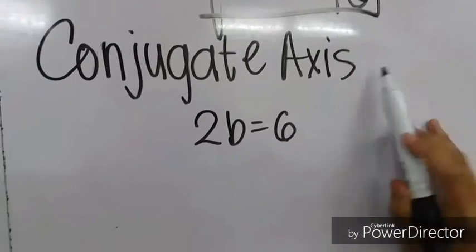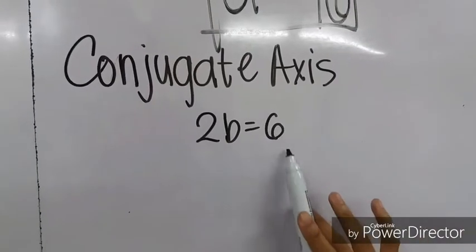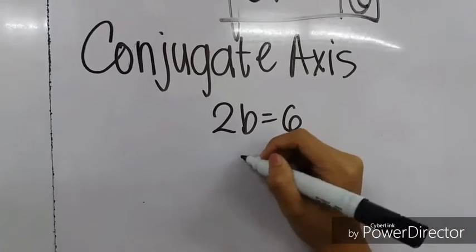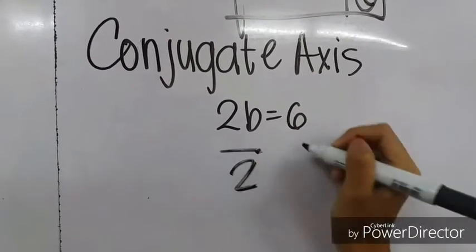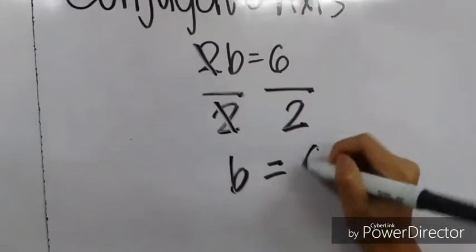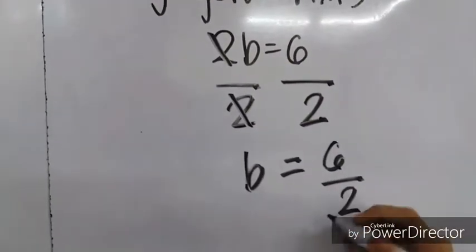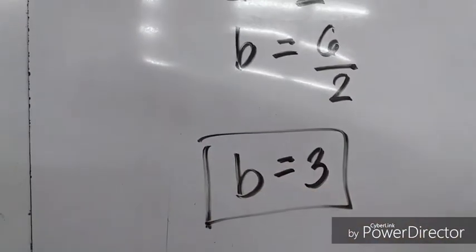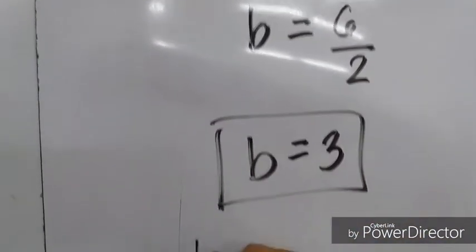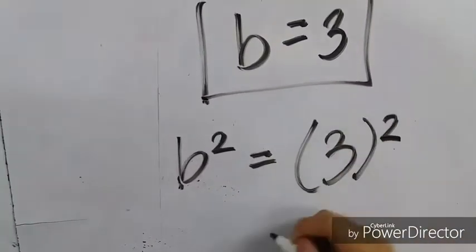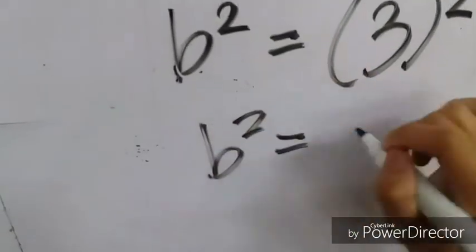This is the conjugate axis. So it has a length of 6. It is also equal to 2b. So in order to make this only b, we're going to divide 6 by 2. So 6 over 2 is equal to 3. So to get b squared, we're going to square this. So b squared is equal to 9.